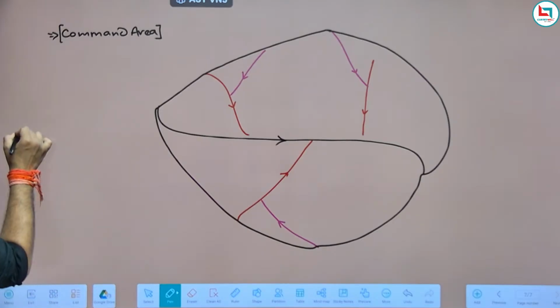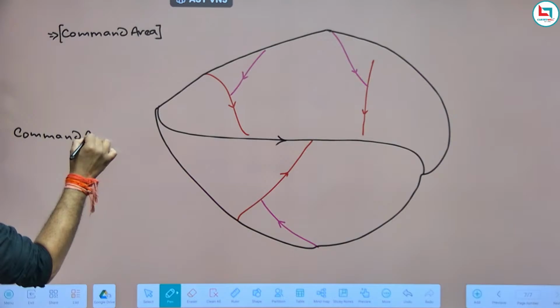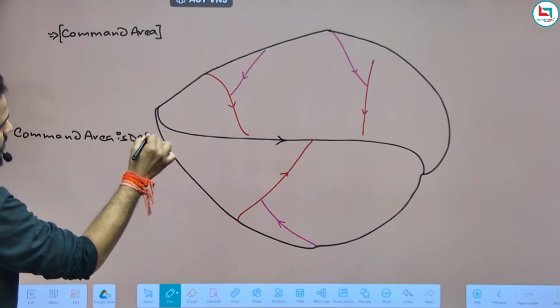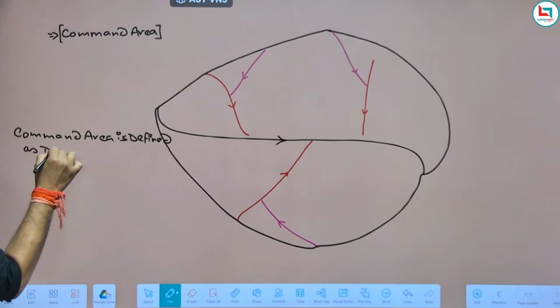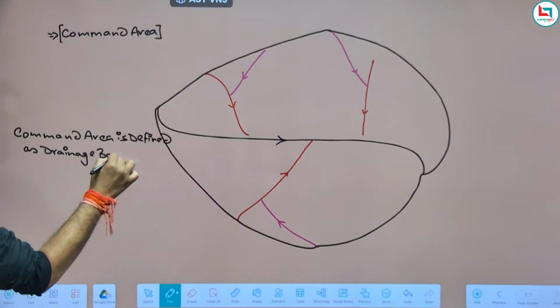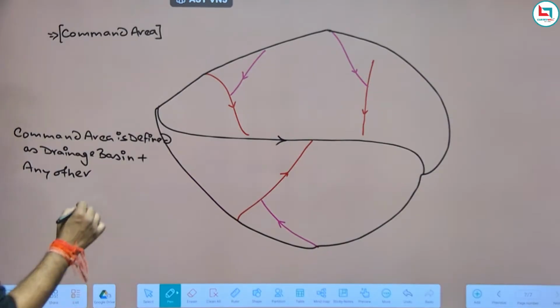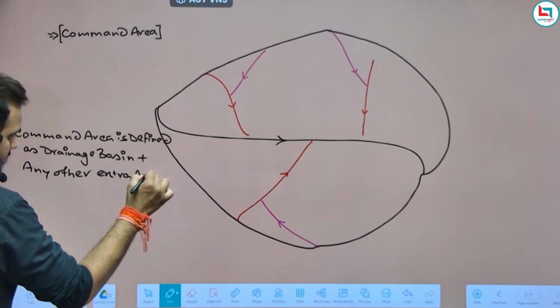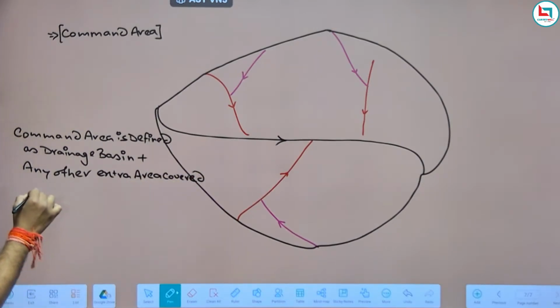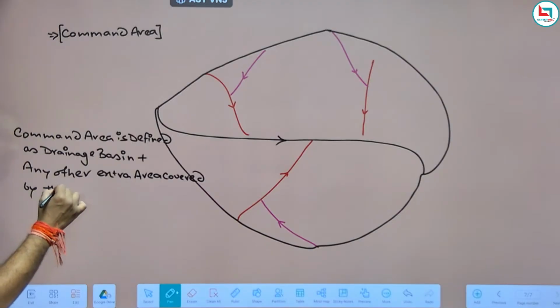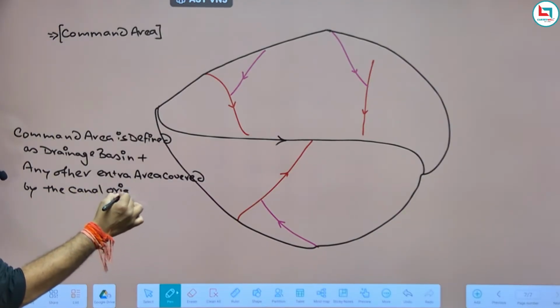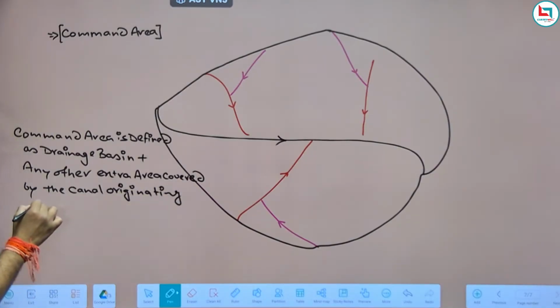command area is defined as the drainage basin plus any other extra area covered by the canals originating from the drainage basin.